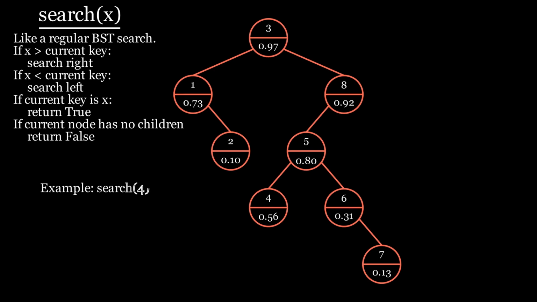For example, let's search for 4. We start at the root, and 4 is greater than 3, so we go to the right. It's less than 8, so we go to the left. It's less than 5, so again we go to the left. Finally, we reach the node that we're looking for.